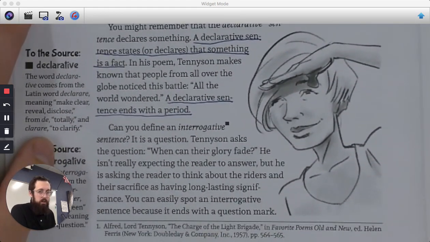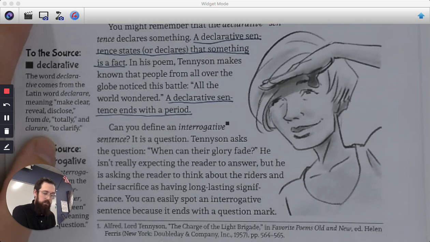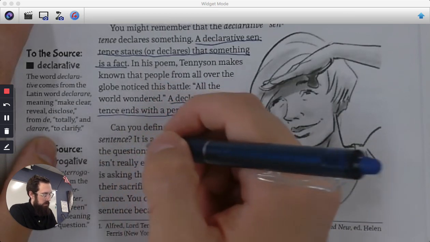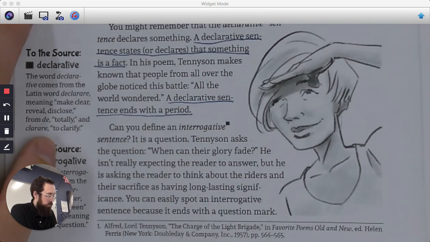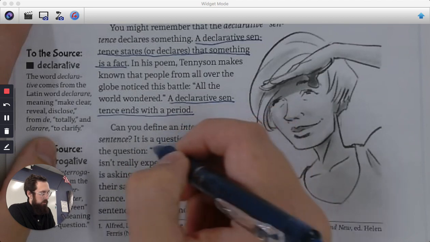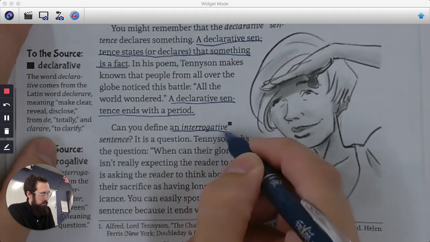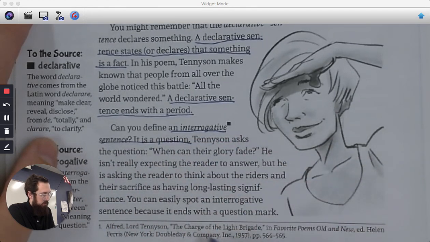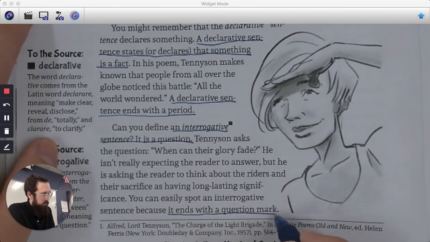Can you define an interrogative sentence? It is a question. Tennyson asks the question, when can their glory fade? He isn't really expecting the reader to answer, but he is asking the reader to think about the soldiers and their sacrifice and its long-lasting significance. You can easily spot an interrogative sentence because it ends with a question mark. So let's underline an interrogative sentence. It is a question. It ends with a question mark.